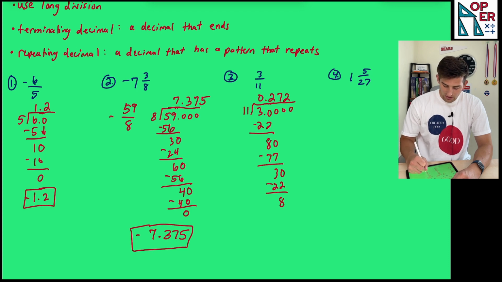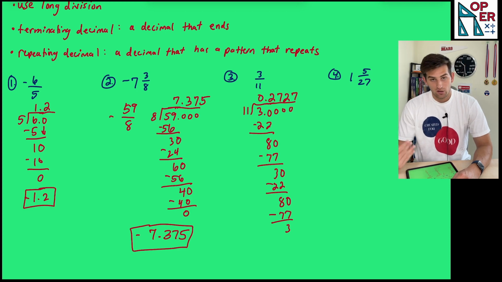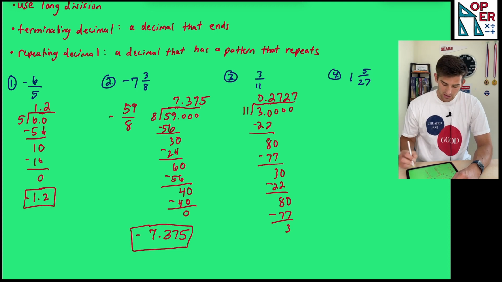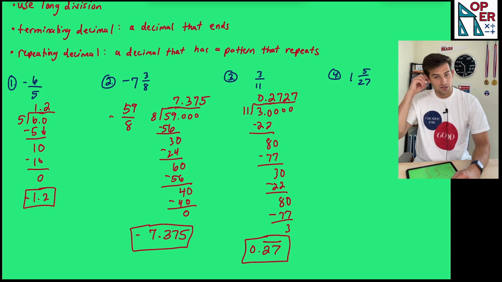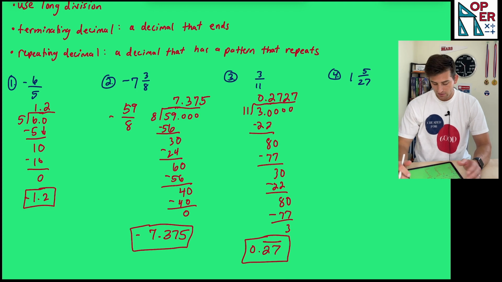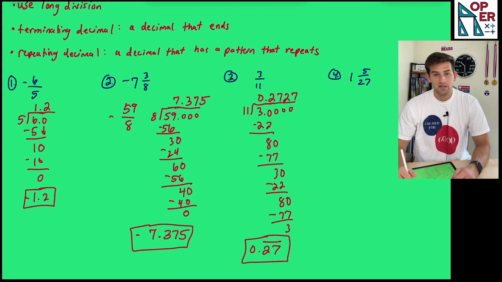Still not 0, so we bring another 0 down. 11 will go into 80 7 times. We have 77. We subtract and get a 3, and now I think we're seeing our pattern, right? So now it's going to be 0.272727, right? So now we have a repeating decimal. So now we could write this one as 0.27, and then we're going to put a bar over our digits that repeat. Okay, so 0.27 with a bar over it, that's a repeating bar. So that indicates that it's 0.272727, so on and so forth.